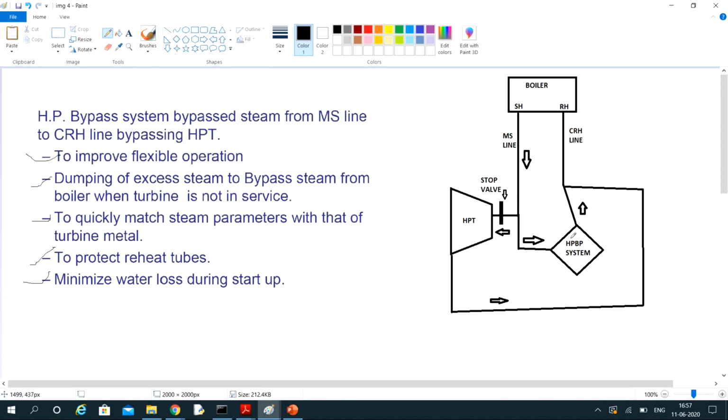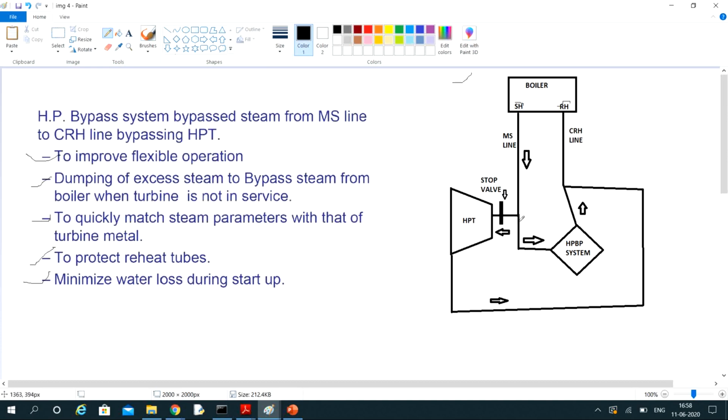So the basic diagram of the HP bypass system is illustrated here. You can see there is a boiler, an HP turbine, and the HP bypass system. This is a superheater circuit, and this is a reheater circuit. When the boiler is lighted up, the steam flows from the superheater circuit to the MS line, and from here there are two paths. It can go to the HP turbine, and it can also go to the HP bypass system.